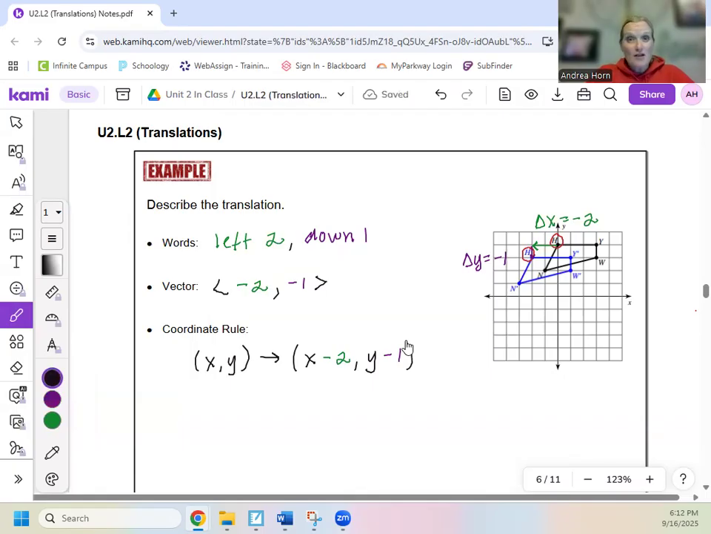Okay, so notice all three of these methods are very, very similar. They always come back down to your change in X and change in Y. And your change in X and change in Y tells you a distance and it tells you a direction.